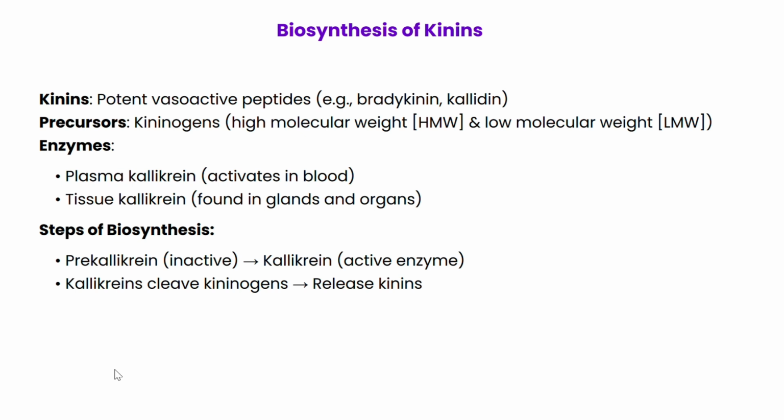So, kinins, such as bradykinin and kallidin, are short peptides with potent biological activity. They are derived from precursor proteins called kininogens, which exist in high and low molecular weight forms. The enzymes responsible for their production are kallikreins, either plasma kallikreins or tissue kallikrein. These enzymes are activated during specific processes like coagulation or inflammation. Once active, they cleave kininogens to release active kinins, which then mediate various physiological and pathological effects.